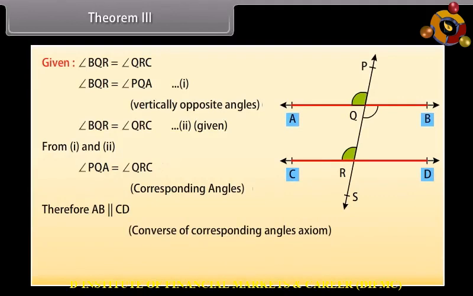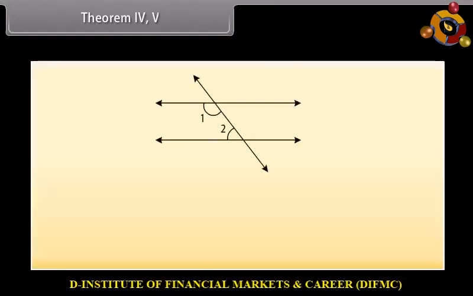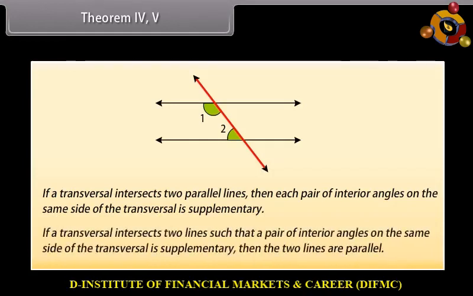This result can be stated as a theorem, which is, if a transversal intersects two lines such that a pair of alternate interior angles is equal, then the two lines are parallel. Theorem 4 and 5. There are two more theorems related to interior angles on the same side of the transversal. If a transversal intersects two parallel lines, then each pair of interior angles on the same side of the transversal is supplementary. If a transversal intersects two lines such that a pair of interior angles on the same side of the transversal is supplementary, then the two lines are parallel.